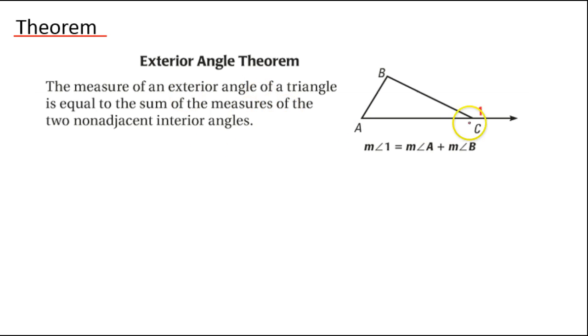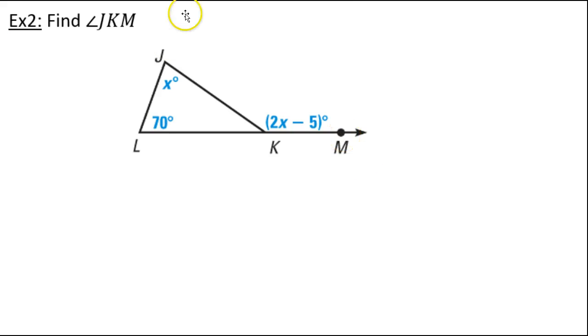So there's a lot of big words there just to say that, hey, the measure of angle 1 is equal to the measure of angle A plus the measure of angle B. Done. So let's take a look at an actual example of this. Here we have a little bit more complicated triangle. So we're saying that this angle here is equal to angle L plus angle J.